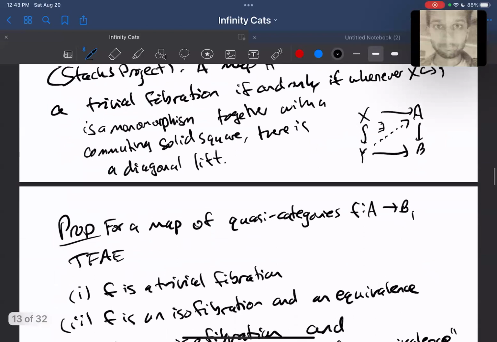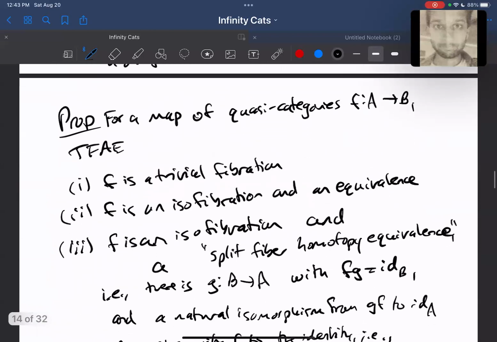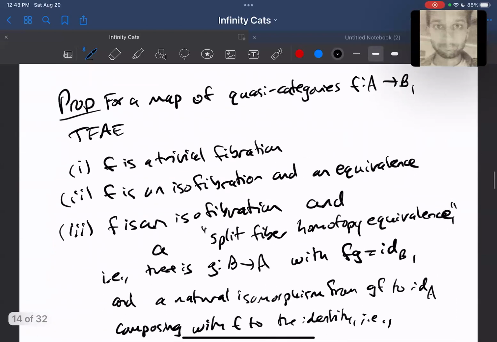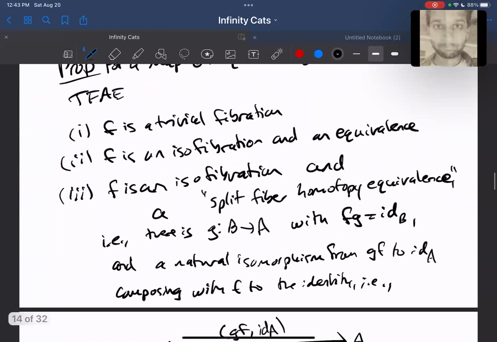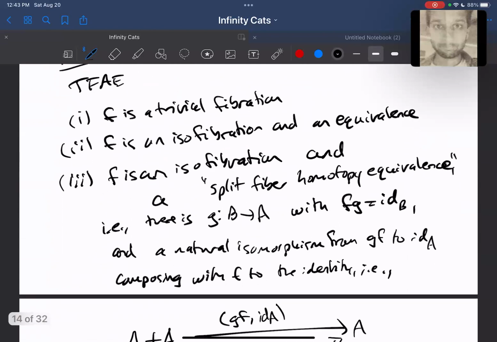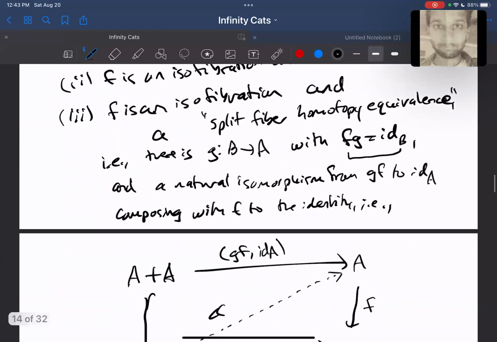So we can prove for a map F from A to B of quasi-categories, the following are equivalent. F is a trivial fibration. F is an isofibration and an equivalence. And F is an isofibration and what is called a split fiber homotopy equivalence, which means that there's a map going the other way, G from B to A, which is a retract of F. So it's going to be a section of F. So FG is going to be the identity on B. And there's a natural isomorphism from GF to the identity on A, which composes with F to the identity.